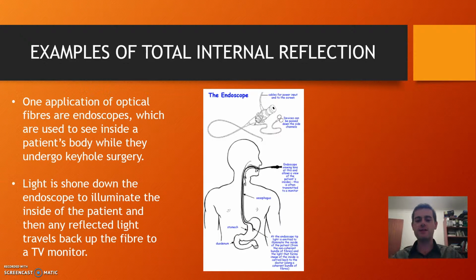And then the light that's reflected back enters the endoscope and travels down it via total internal reflection, because it's basically just an optical fiber, up to the other end, where there'll either be a little viewing port, or possibly it just goes directly to a TV monitor. So by using the endoscope, the surgeon can see what's happening inside the patient as they operate on them.